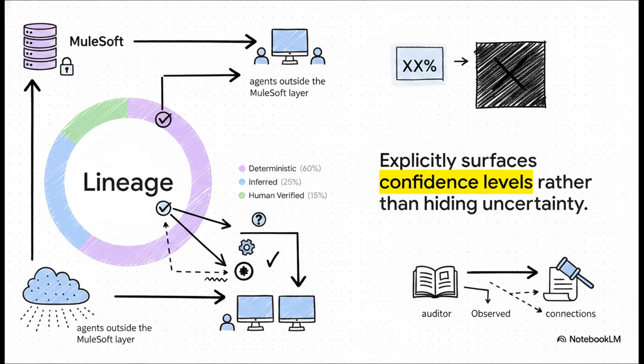Let's say a relationship derived directly from MuleSoft is labeled as deterministic. That might be, say, 60% of your lineage. But if an edge is inferred from semantic similarity, it is categorized separately, right there, with a specific confidence score, alongside maybe 15% of human-verified corrections. This preserves immense credibility. If an auditor starts asking tough questions, the system doesn't pretend to have certainty that it lacks. It explicitly separates what it observed deterministically from what it merely inferred.